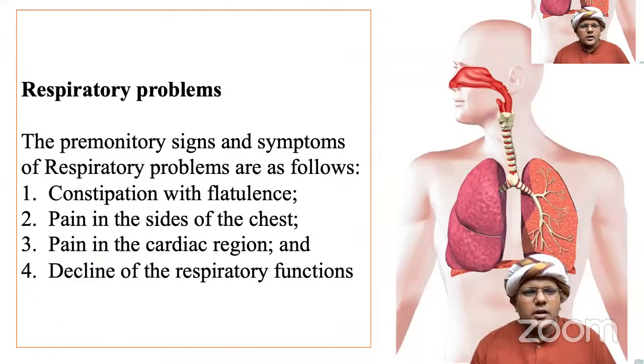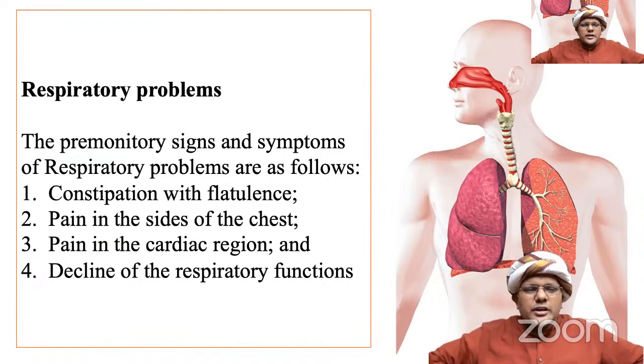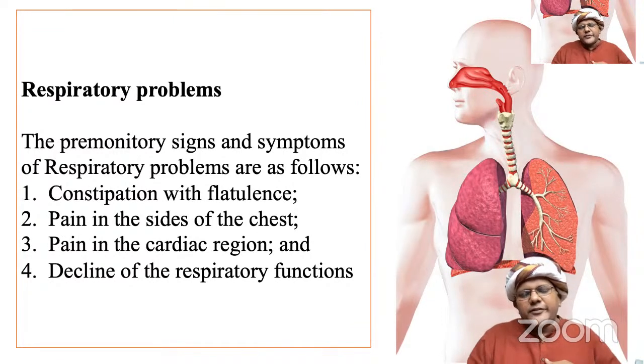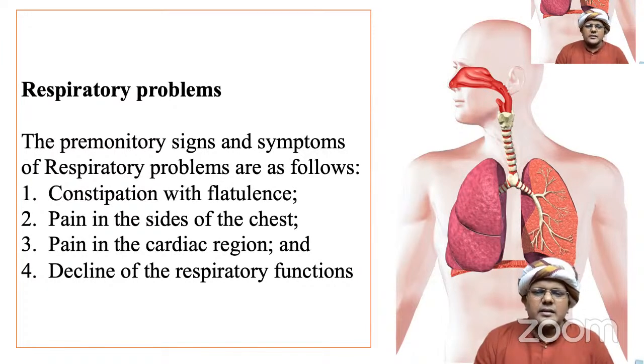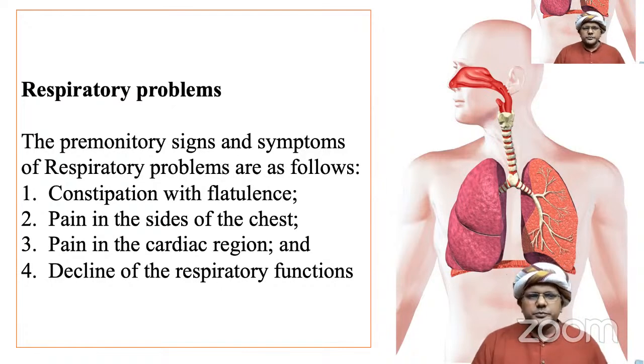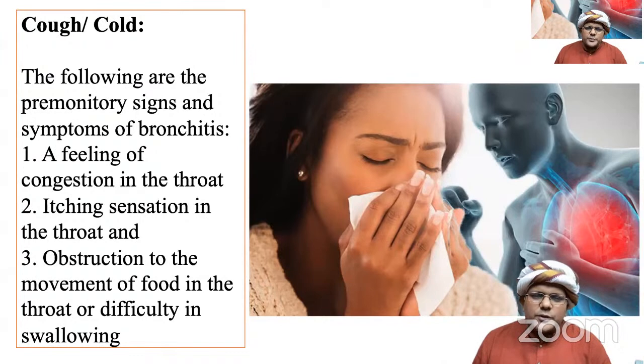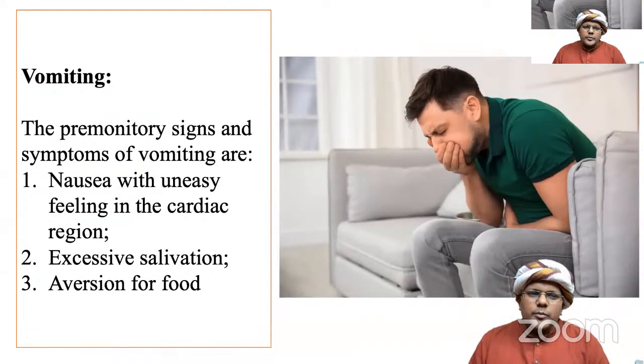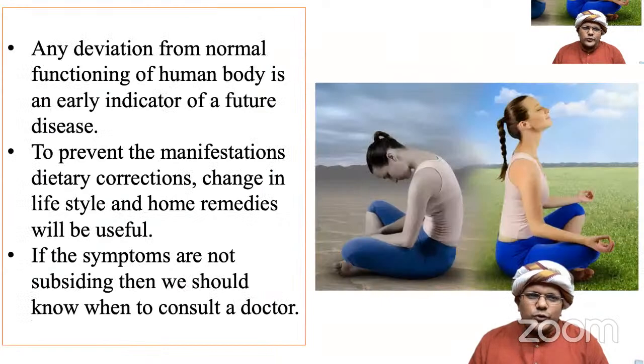Problems in lungs, constipation with flatulence is there. Tomorrow you might get some lung trouble. Pains in the sides of the chest region, pain in the cardiac region, decline of respiratory functions, altered breath pattern. All these things will indicate that some lung disease is going to happen. Some upper respiratory tract infections will be preceded by feelings of congestion in the throat, itching sensation in the throat, obstruction to the movement of food in the throat, or difficulty in swallowing. All these things will indicate that tomorrow I might get severe cold, cough. Before having vomiting, you might feel nausea with uneasy feeling in the cardiac region, excessive salivation, aversion for food.